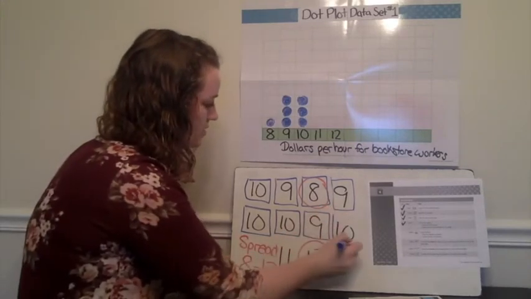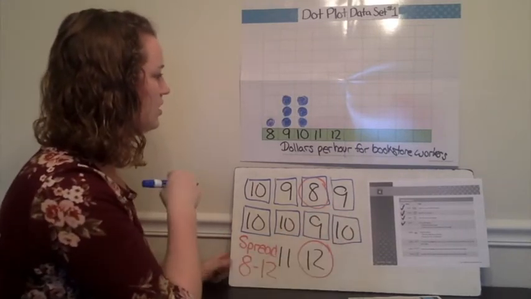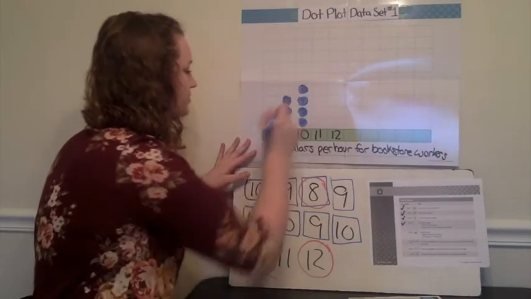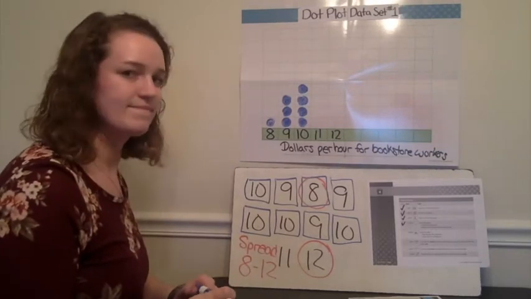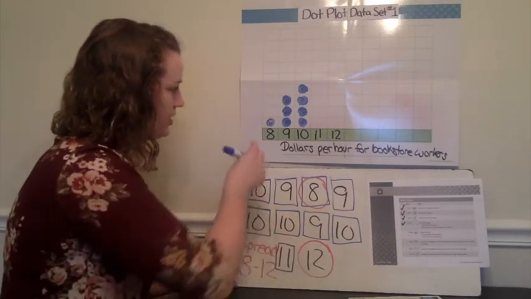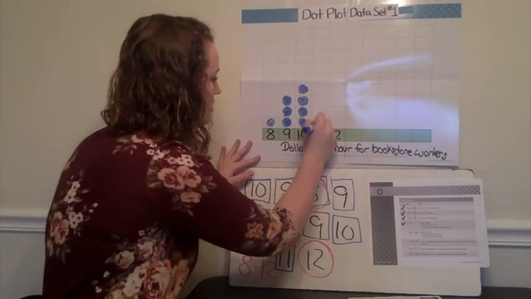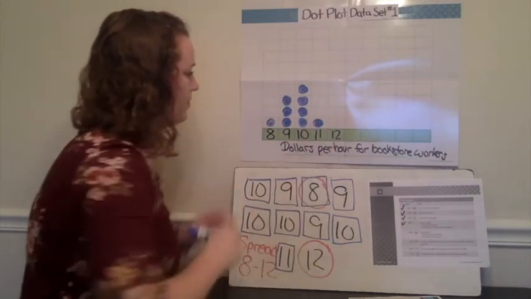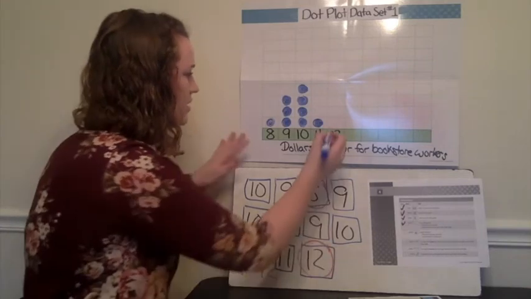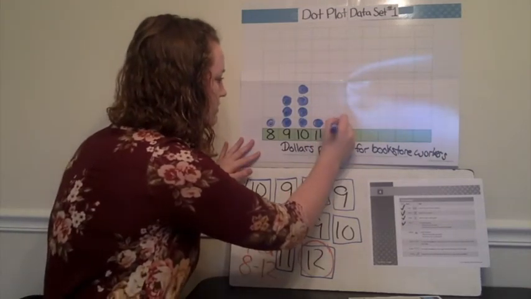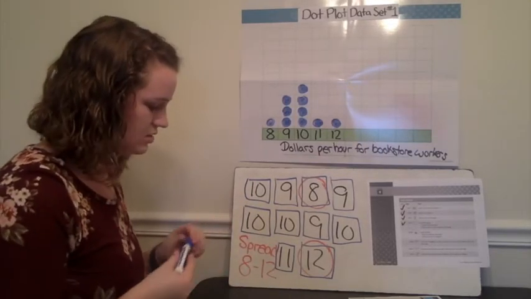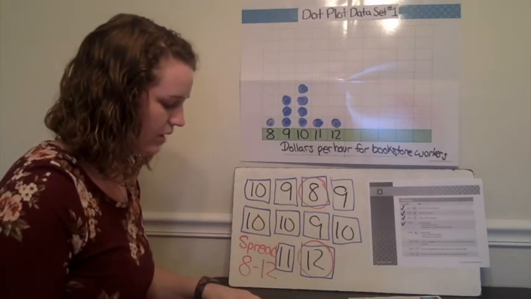And then our next number is 10. So we're going to put another dot above 10 here. Okay, and our next one is 11. So find your 11. Put a dot right there. And then our last number, we have 12. Let's put a dot right above 12. All right. And we finished. We finished graphing the data.